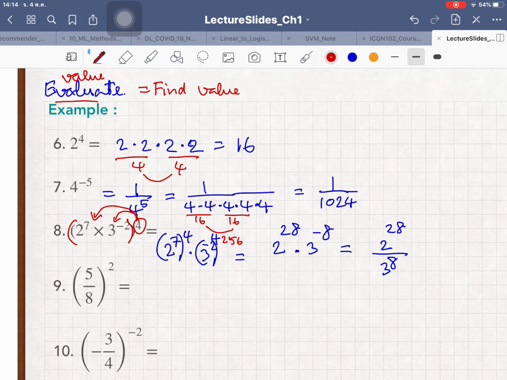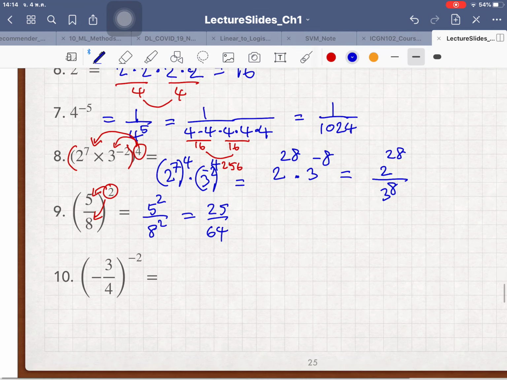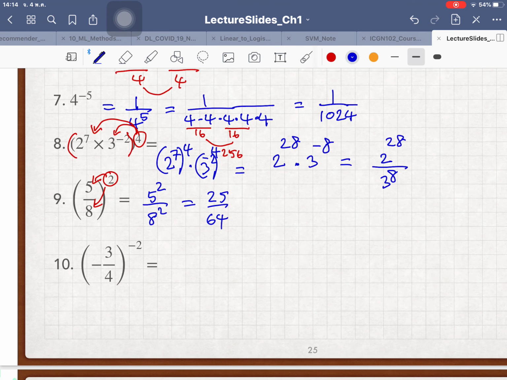For the next one, here again, you just give this power to every term, or to everything inside the parentheses. So this will become 5 squared over 8 squared, or just 25 over 64. Now the next one.